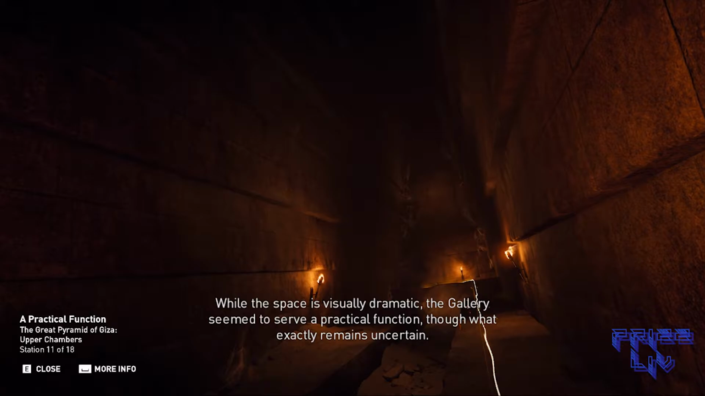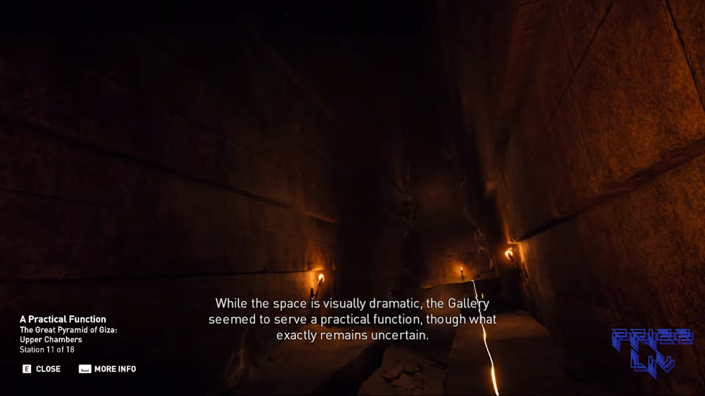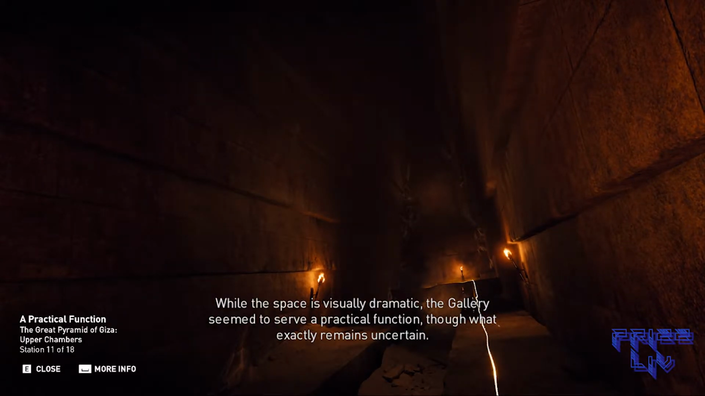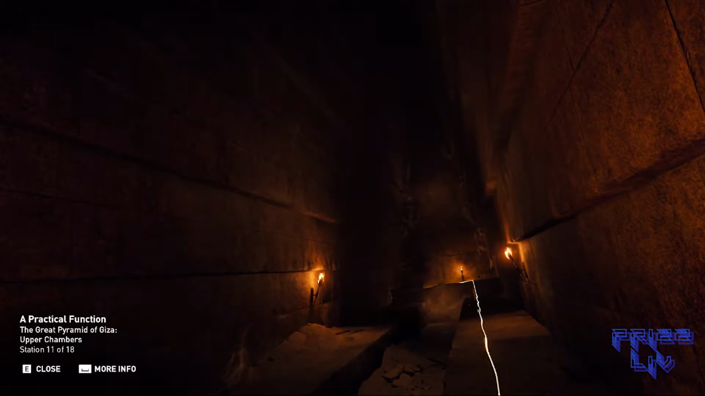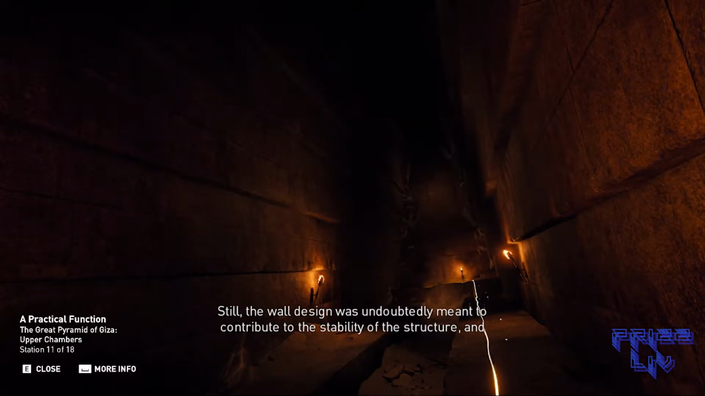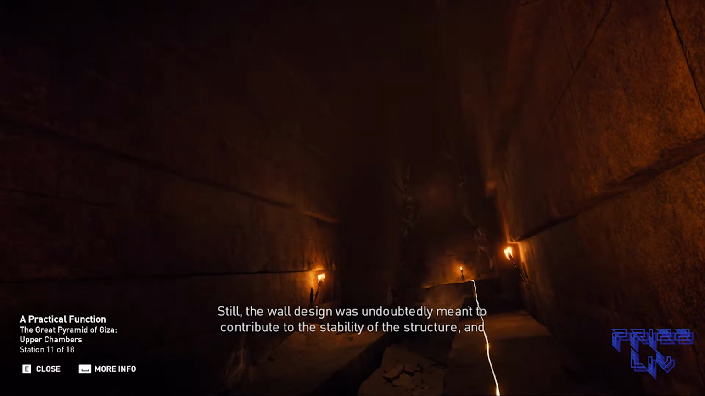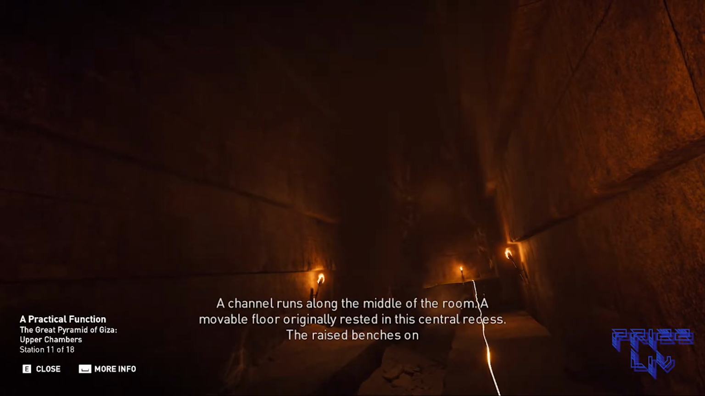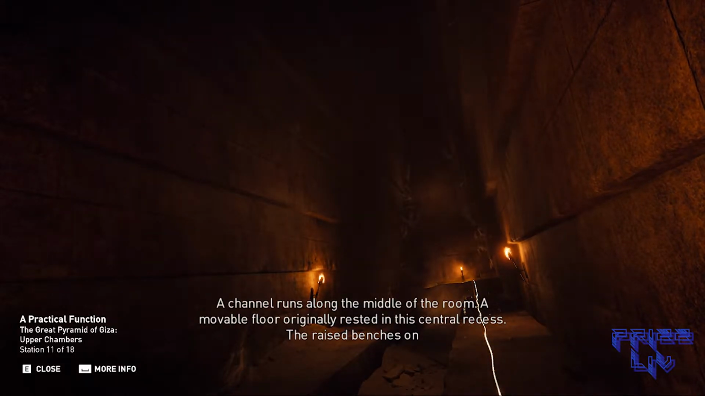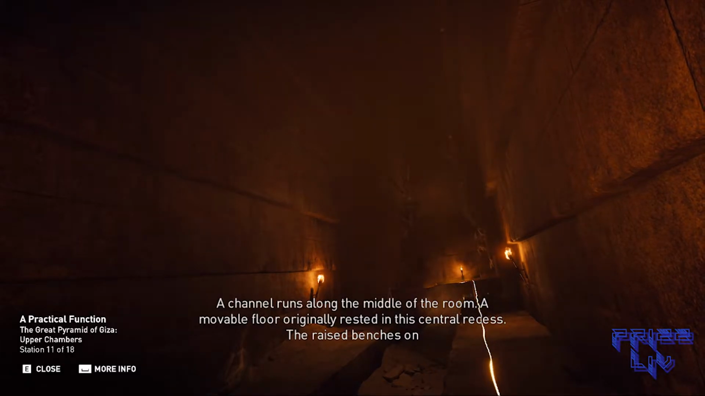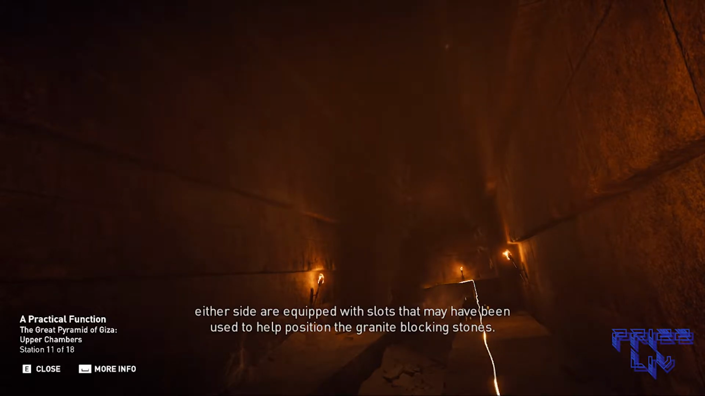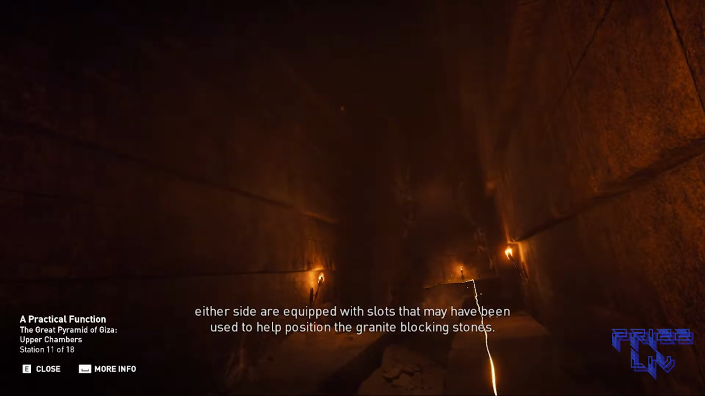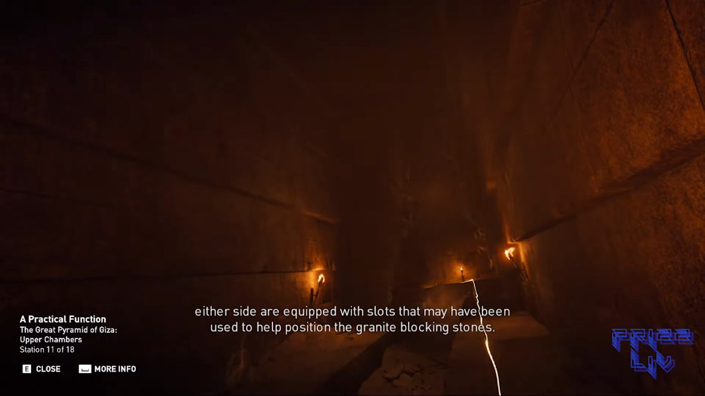While the space is visually dramatic, the gallery seemed to serve a practical function, though what exactly remains uncertain. Still, the wall design was undoubtedly meant to contribute to the stability of the structure, and its floor may have helped workers move the materials. A channel runs along the middle of the room. A movable floor originally rested in this central recess. The raised benches on either side are equipped with slots that may have been used to help position the granite blocking stones.